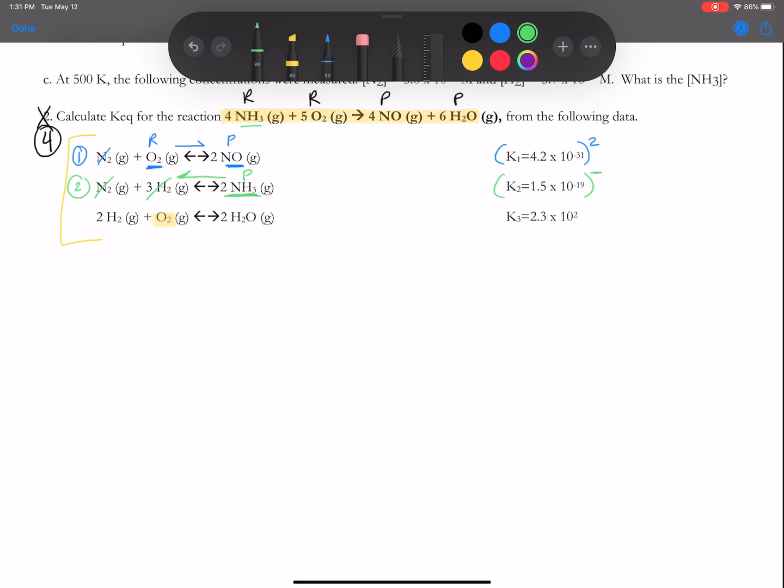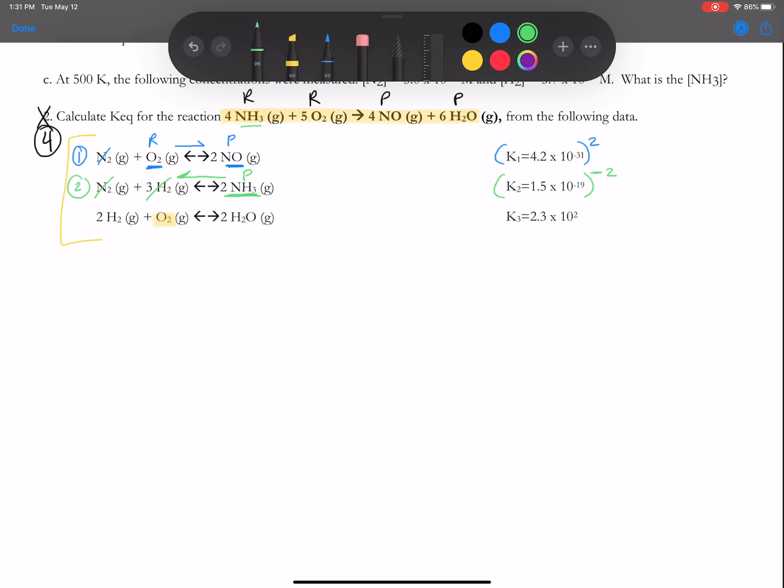Now I need to look at my coefficients. I'm just focused on 2NH3. How does that become 4NH3? I need to take that to the second power. So ultimately my KQ is going to be 1.5 times 10 to the negative 19th, and I need that to the second power for it to show the reverse reaction.